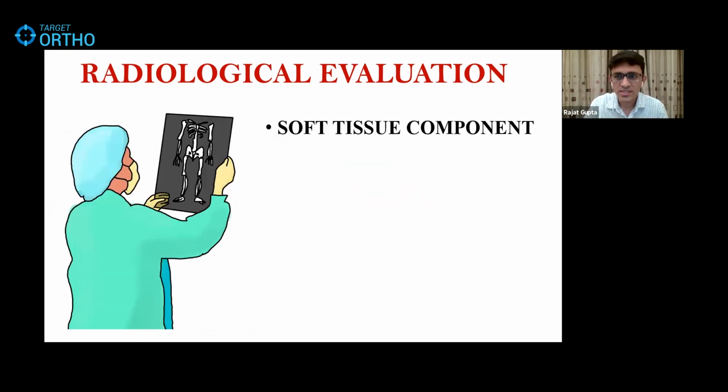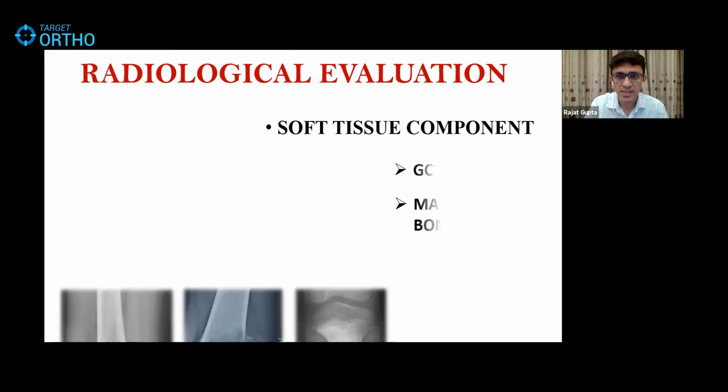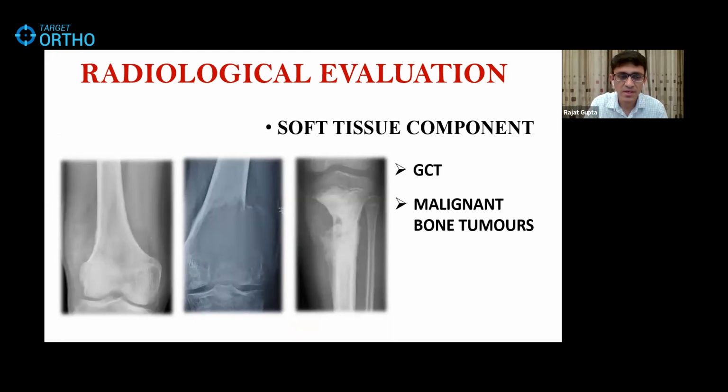So next is the soft tissue component, whether we can appreciate any soft tissue component on the X-ray as well. It's usually seen in either a giant cell tumor or malignant bone tumors, like we can see on the X-rays given here.